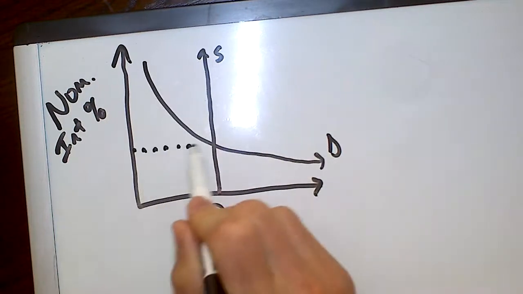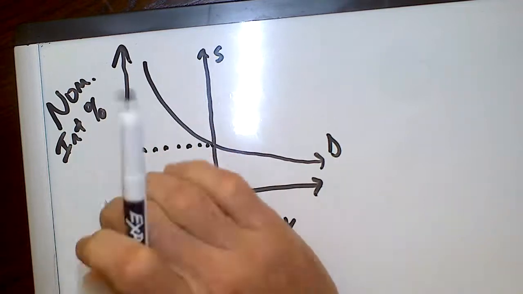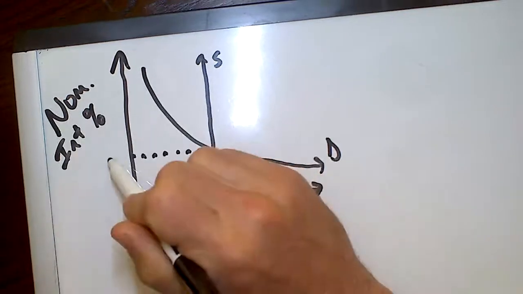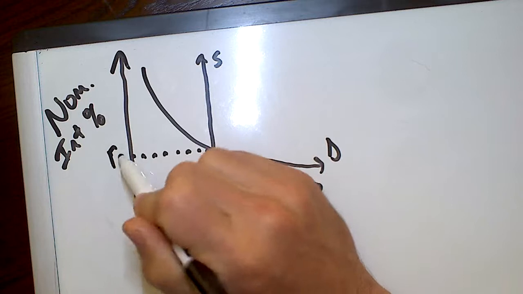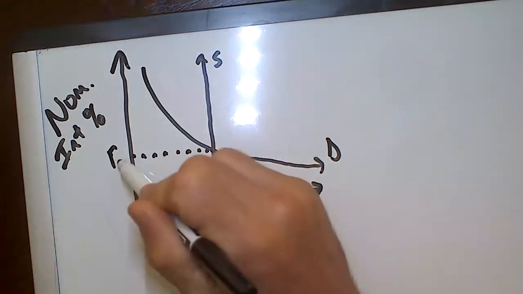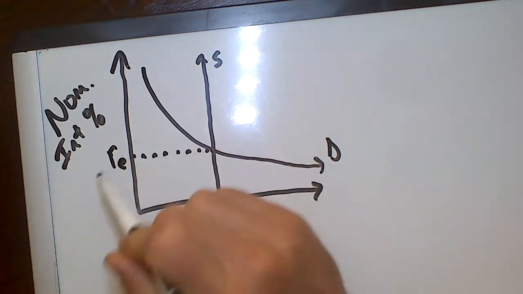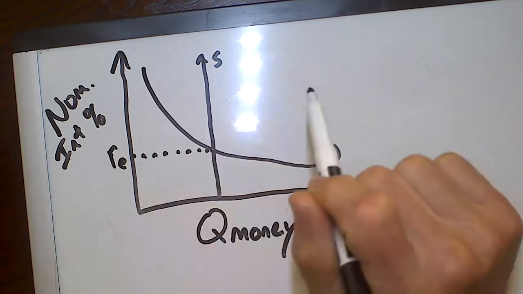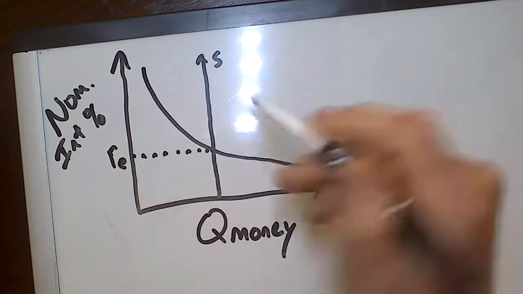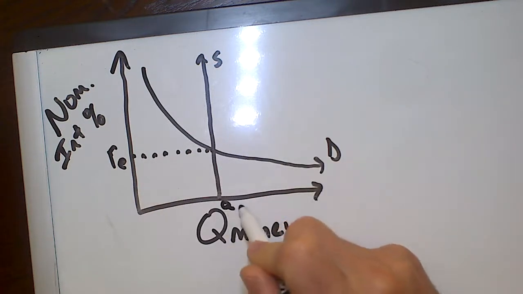If we were drawing this in nicely, we could put in an equilibrium. We'll label the equilibrium R. That's a messy R, but that's an R. I'll put in R sub E. We use R for interest rates because that is the rental rate for money. And then we could put in a Q sub E.